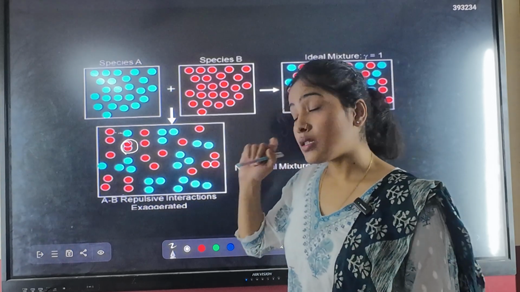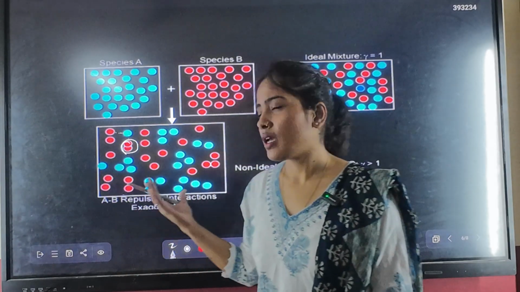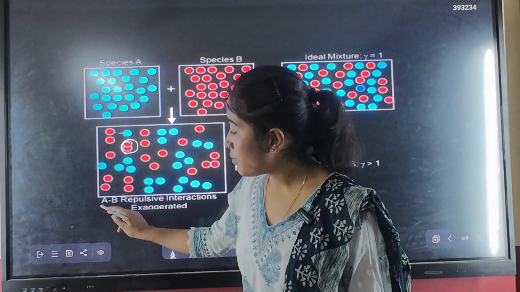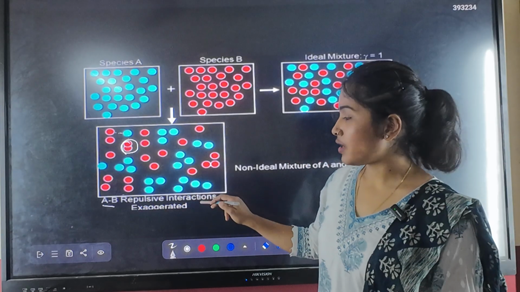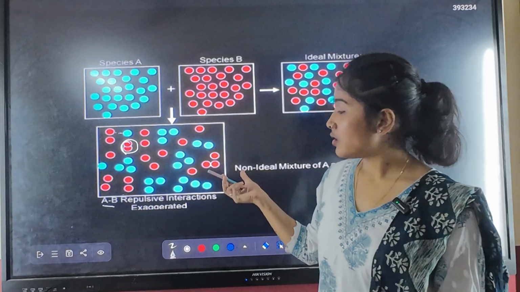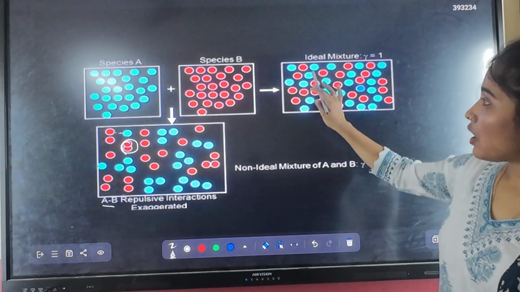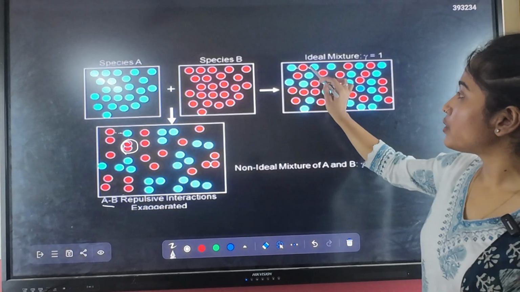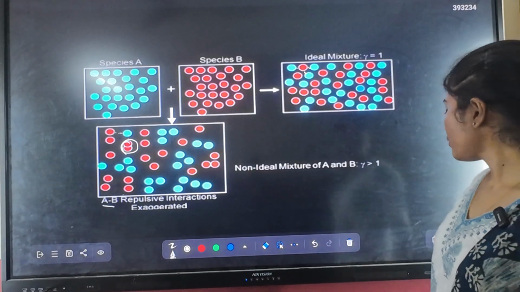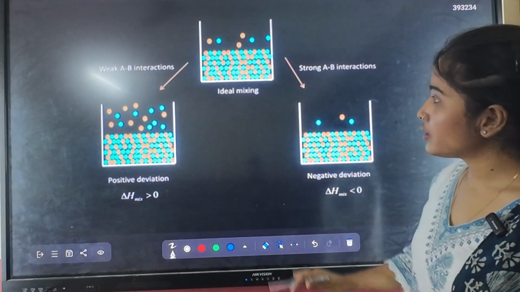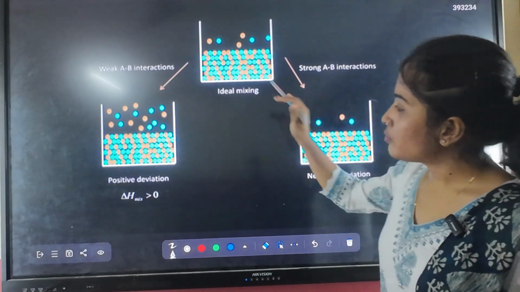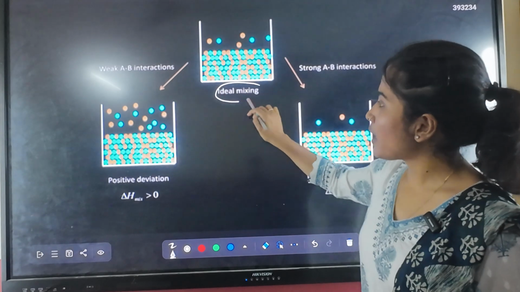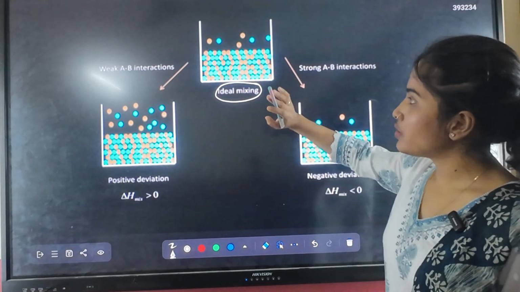Okay, so these are just a molecular representation of how AB is showing the repulsive interaction for a non-ideal solution, and on this side how an ideal mixture is formed. They have an attraction between them like this. Now this is my ideal mixing, right? This is my ideal solution, completely uniformly distributed.